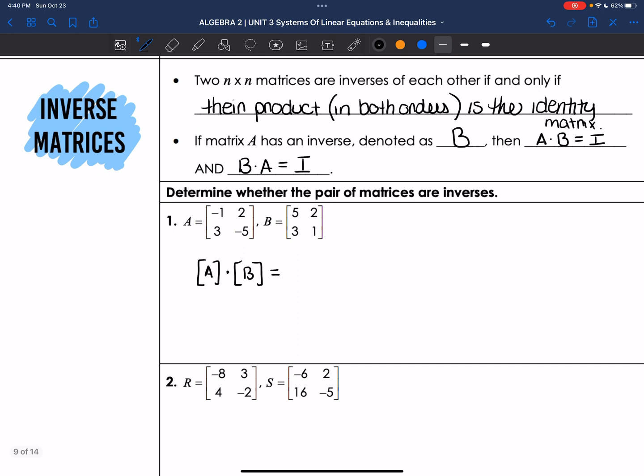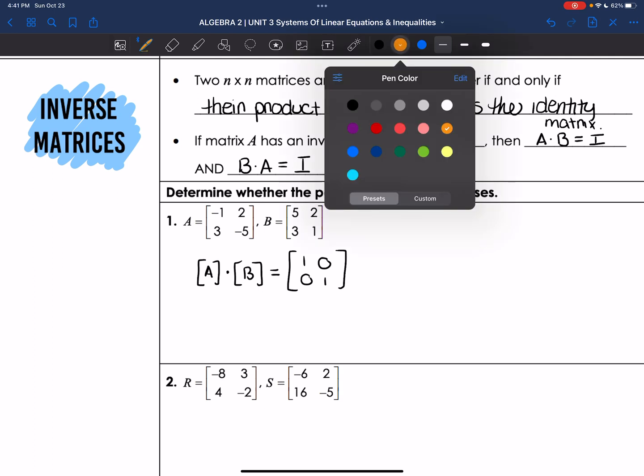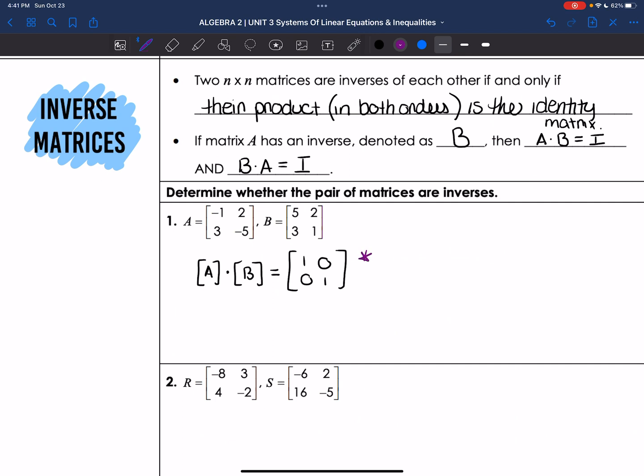Well, when you do that, the result, their product, is 1, 0, 0, 1. And we know that that is a very special kind of result. This is the identity, that was the identity matrix.